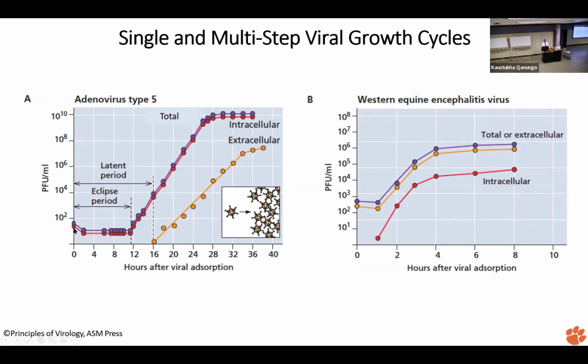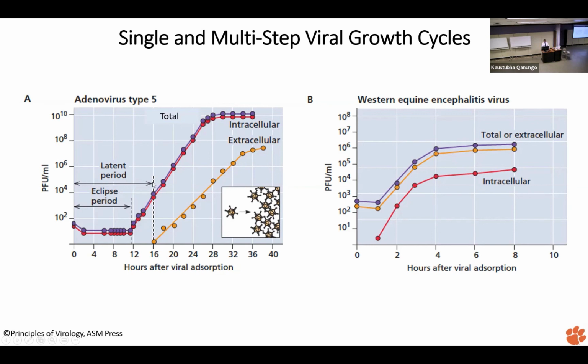So after you inoculate the virus, you have an eclipse period. And in the eclipse period, the virus totally disappears. And after that, in between the eclipse period and the latent period, sometimes you just find extracellular virus as well. This is a latent period.